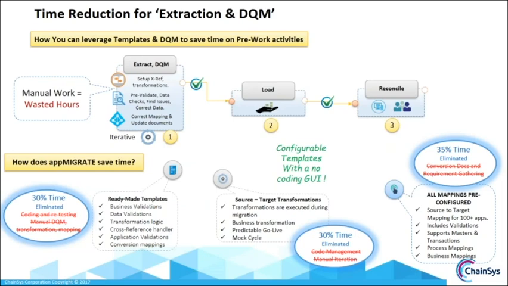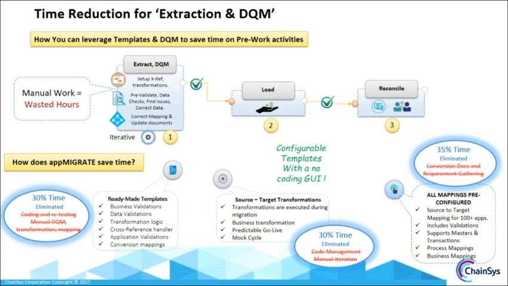We do the source and source target transformations, again, saving a tremendous amount of time. These transformations are executed during the migration. And it's a business transformation. It gives you a predictable go-live date, and you can run a number of mock cycles of data. Again, the point here is that you don't have to load your data into the target system in order to edit your data and validate your data. That can all be done within the data hub.